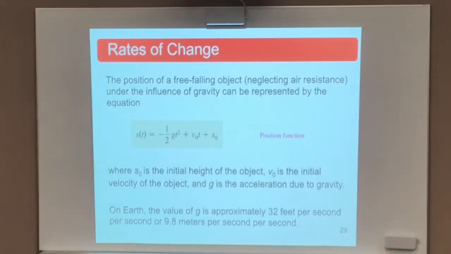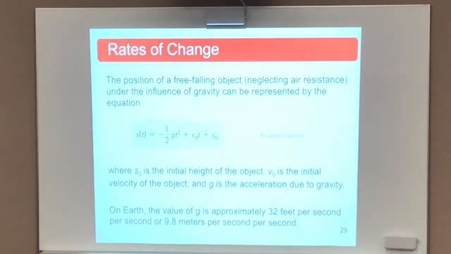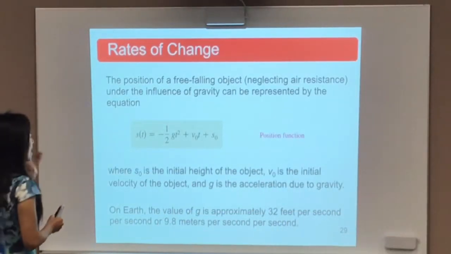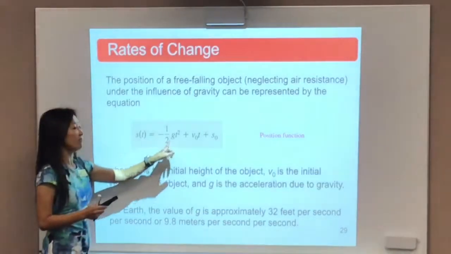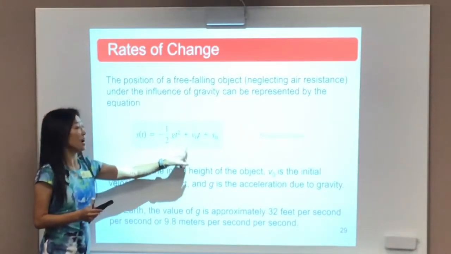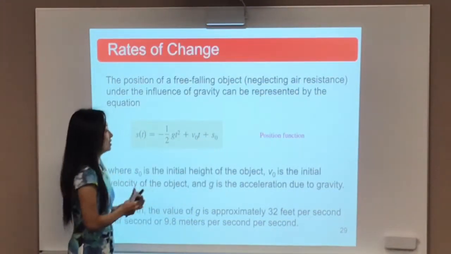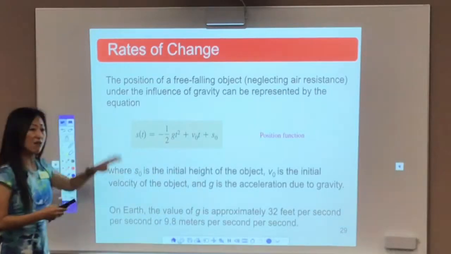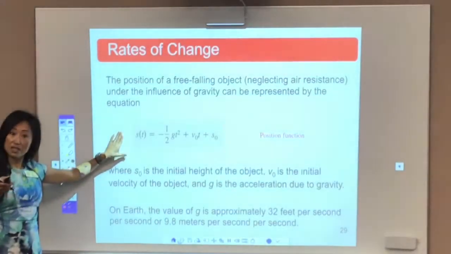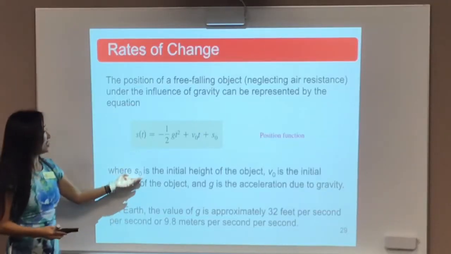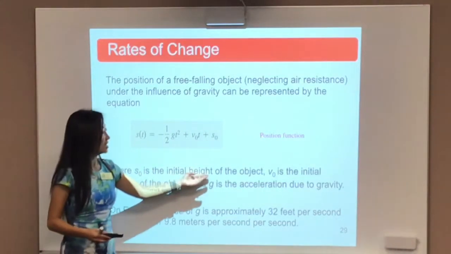Position of a free-falling object. This is a free-falling object, okay? It's free-falling, coming down, neglecting air resistance. Under the influence of gravity it can be represented by the equation S of t equals negative 1/2 g t squared plus v naught t plus S naught. Okay, write this down. This is free fall, which you use in your physics class all the time. Where S0 is the initial height.